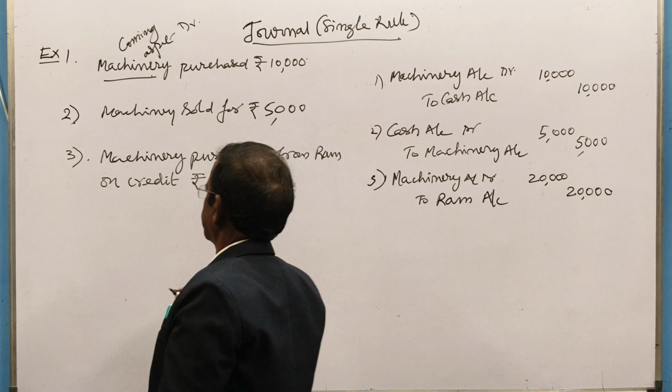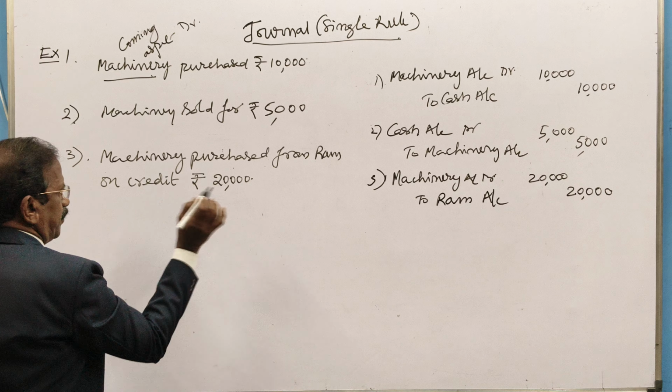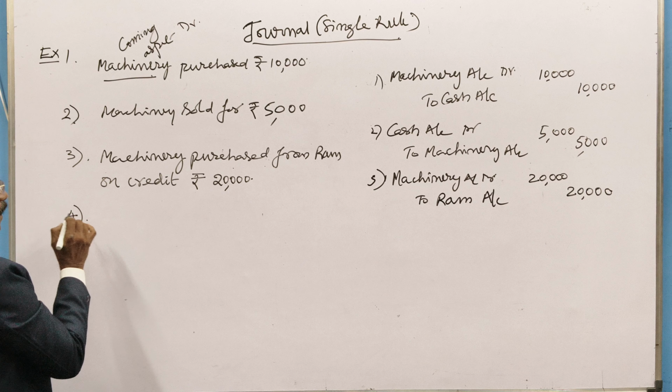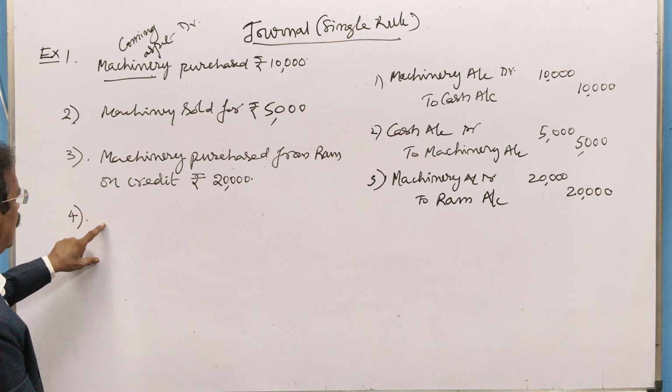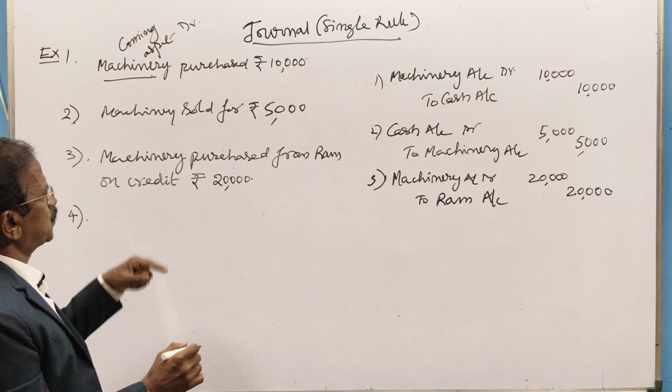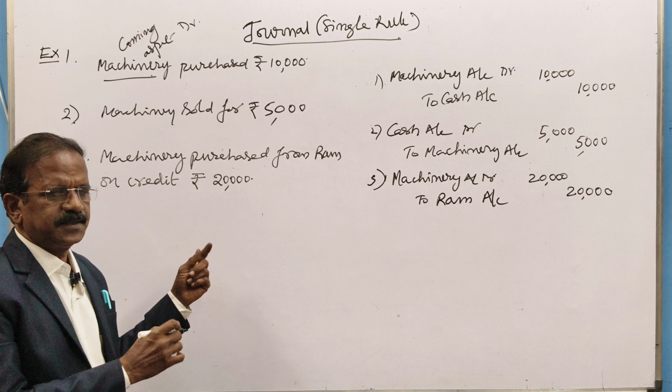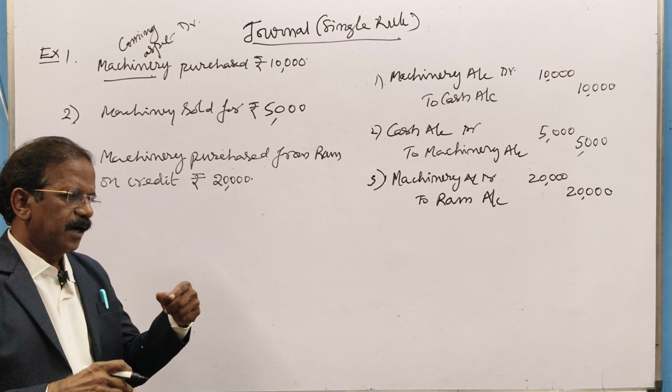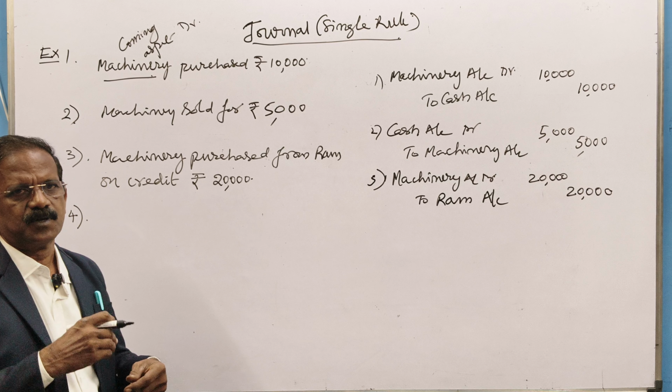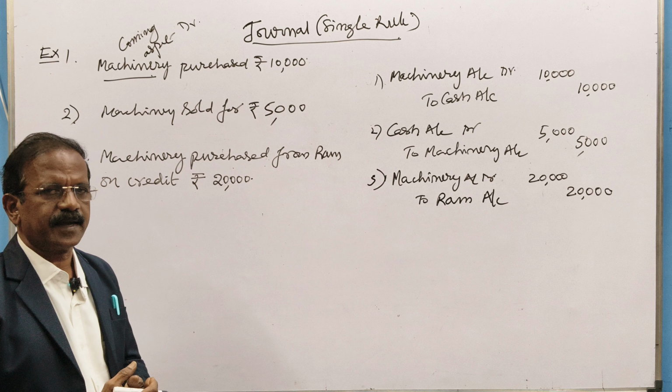We will write the narration. I am not writing it now. Now, suppose we sold the machinery, the same machinery after using some time to a person on credit basis.